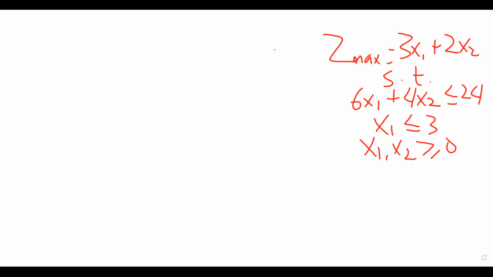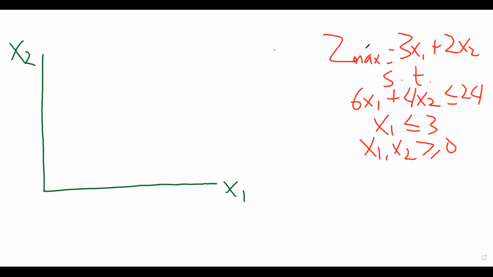So the first thing we want to do is to draw the non-negativity constraint. That has always been the way to go. You draw the non-negativity constraint first. How do you do that? You draw it like that, x1 and then x2. That's the non-negativity constraint.